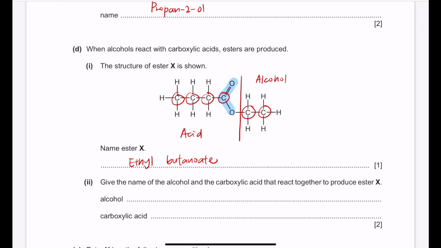Alright, so name the alcohol and carboxylic acid needed to produce this ester. See, alcohol how many carbons? 2 carbons, what? Ethanol. Acid part, butanoic acid.